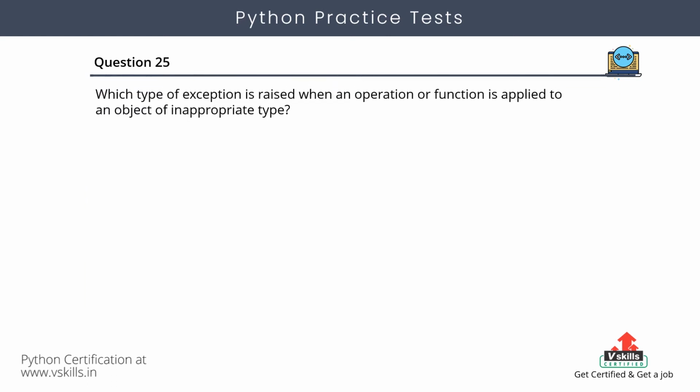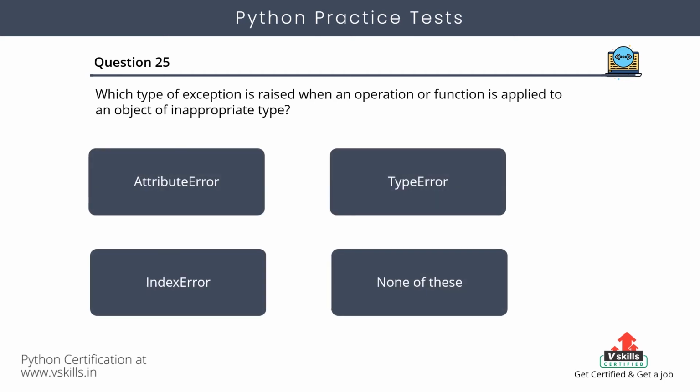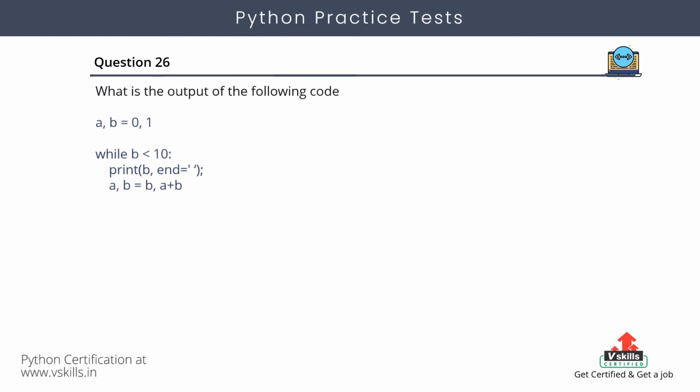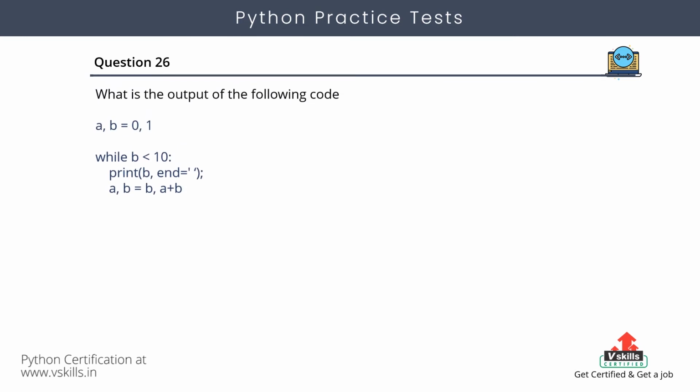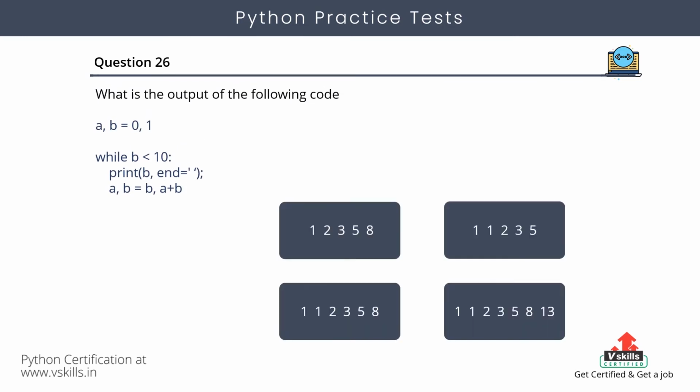Question 25. Which type of exception is raised when an operation or function is applied to an object of inappropriate type? The correct answer is option B. Question 26. What is the output of the following code? The correct answer is option C.